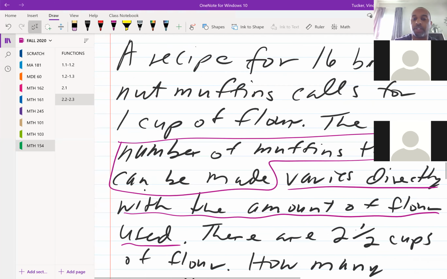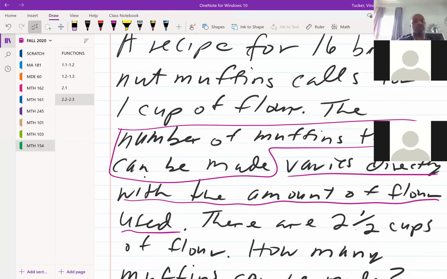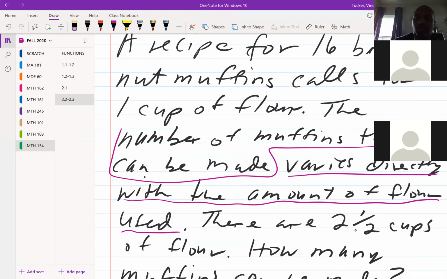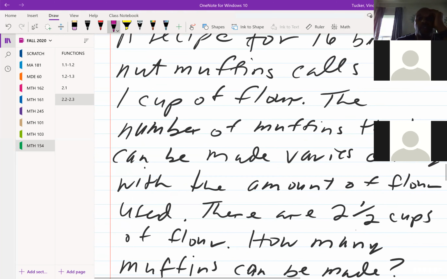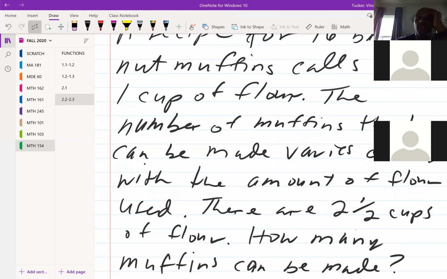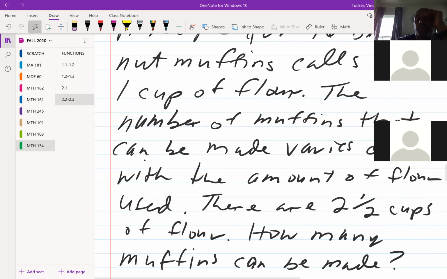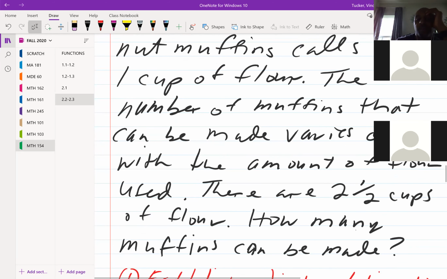All right, give you guys a chance to write this one down. This is the next problem we're going to try. It says a recipe for 16 banana nut muffins. Let me erase all my scribble. A recipe for 16 banana nut muffins calls for 1 cup of flour. The number of muffins that can be made varies directly with the amount of flour used. There are 2.5 cups of flour. How many muffins can be made?